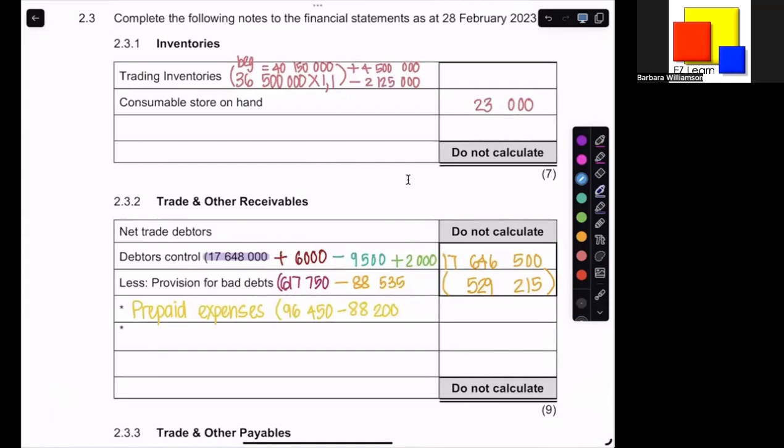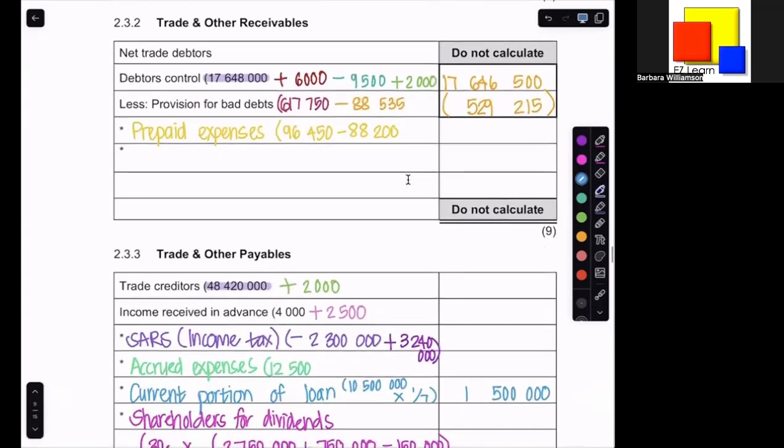In your inventory note, your trading inventories will come in at 42,525,000. In your trade and other receivables, your prepaid expenses will be shown here as 72,000. Now notice that there's another little star there. It's actually an extra star. There's nothing that needs to go there. Please learn not to get stressed if your answers are not going in the right places.